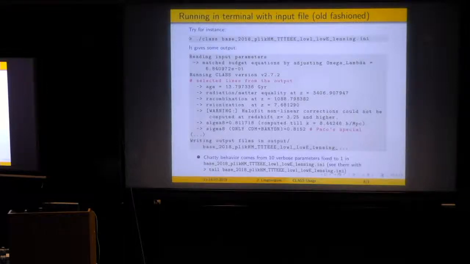So if you look at this file, these verbose parameters are the last 10 lines. If you do a tail of this, tail by default gives you the 10 last lines. So if you do tail of this file, you will see 10 values set to 1.